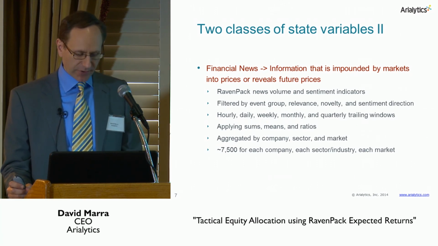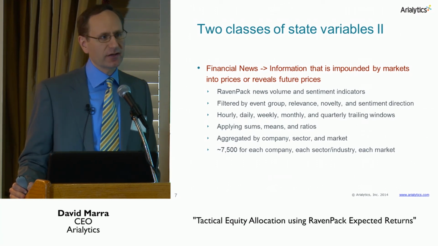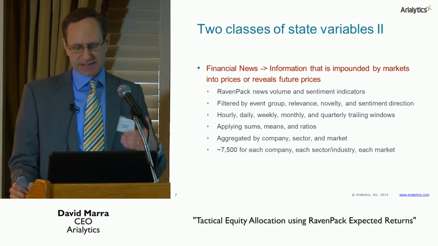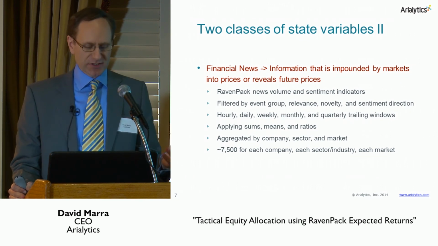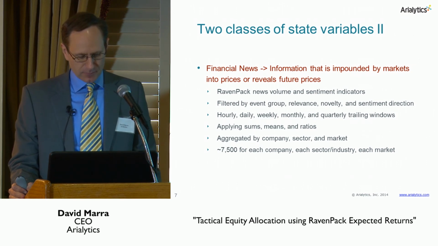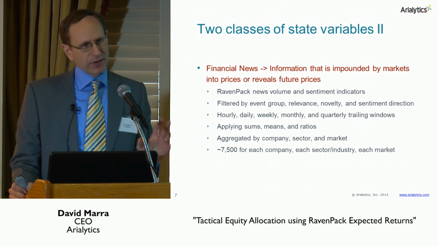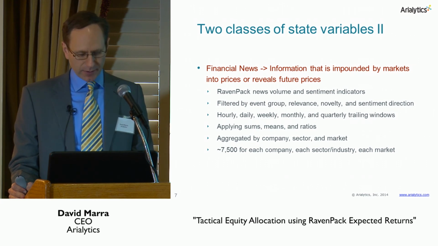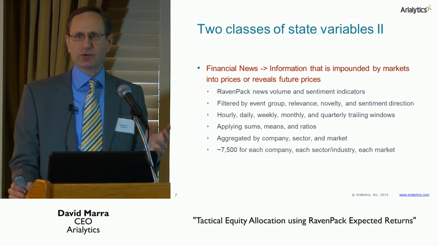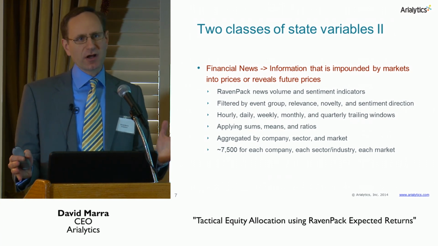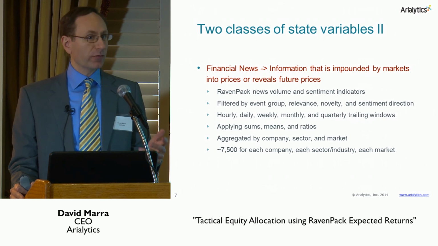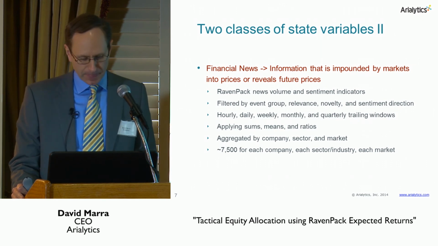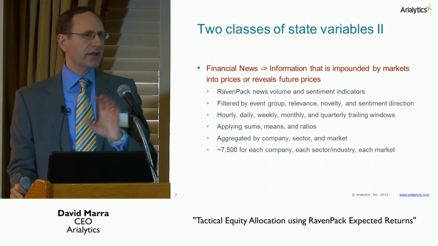The second class of state variables is, of course, financial news data, which represents information that's impounded by markets into prices or that reveals future prices. And I think you're all probably very familiar with the RavenPack data. RavenPack was kind enough, Peter Hafez, head of research at RavenPack, was kind enough to provide us with a large data set of things that they felt were very relevant to this research. It's news volume and sentiment indicators.